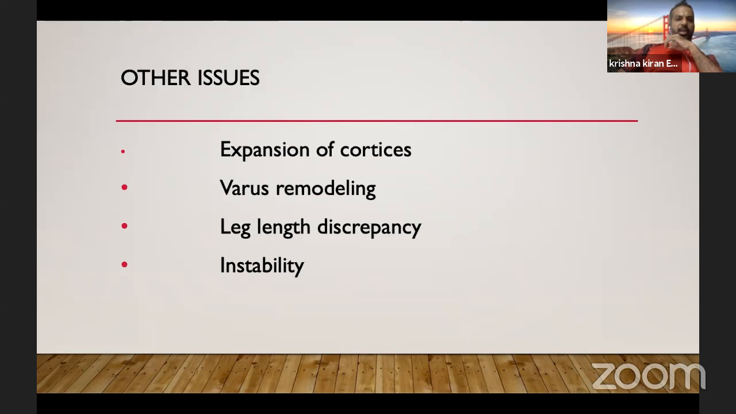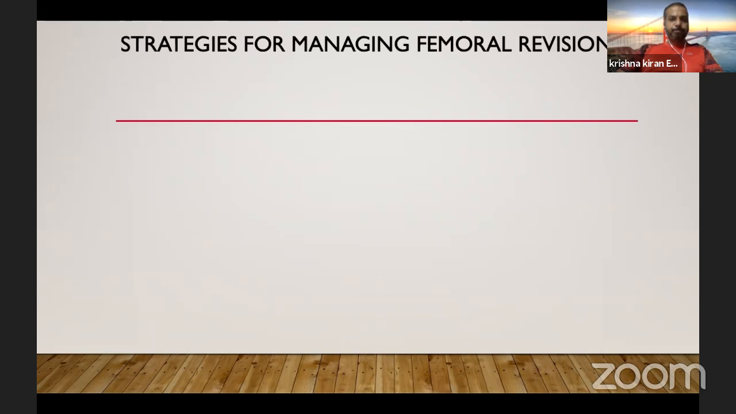There are other issues as well, like expansion of the cortices and varus remodeling, in which case you may have to do a corrective extended trochanteric osteotomy in order to correct that varus remodeling. You can have varying levels of leg length discrepancy because of the previous implant failure, and instability is always a concern because of our inability to restore the leg length and offset to the pre-arthritic levels.